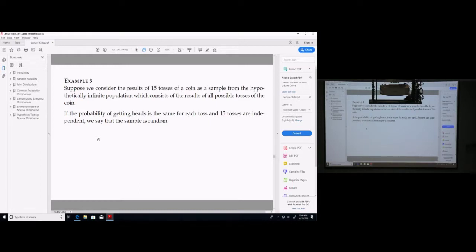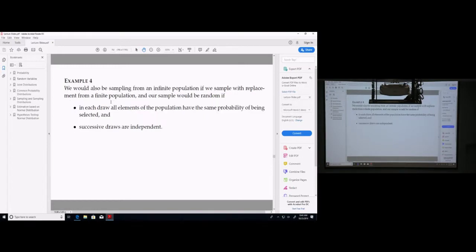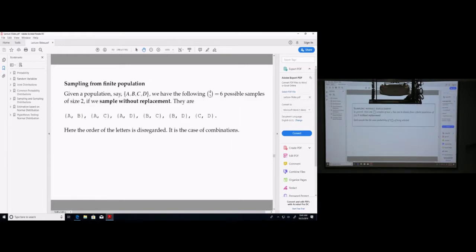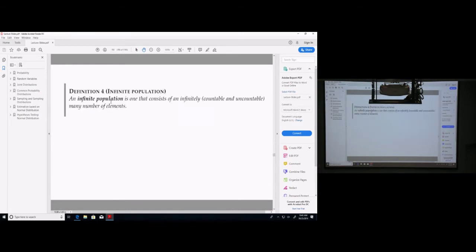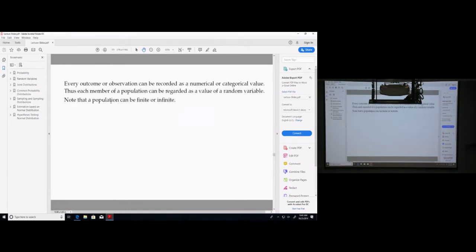I think this is not a very good example, because it is not an infinite population. There are only 2 to the power 15 outcomes, so it is not even close to 1 million. So the population is actually finite, all right? We would be sampling from an infinite population if we sample with replacement from a finite population. One example, which is what I was considering, seems very innocent, but this is the case.